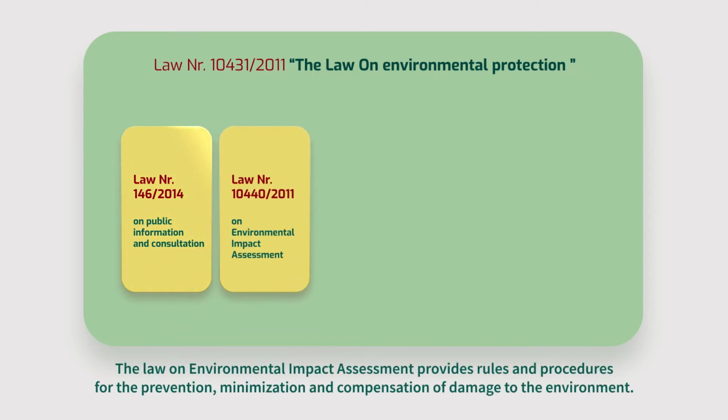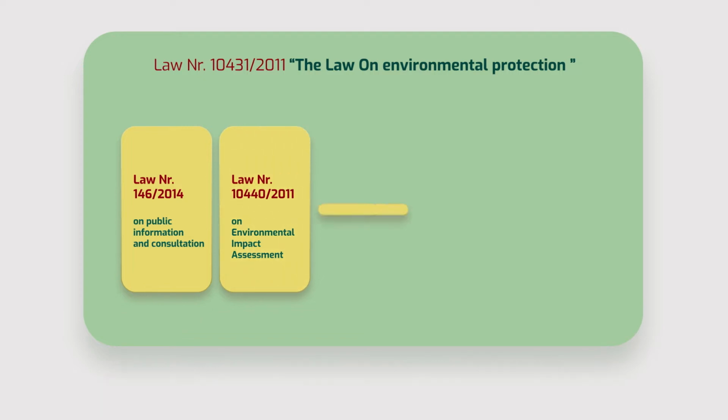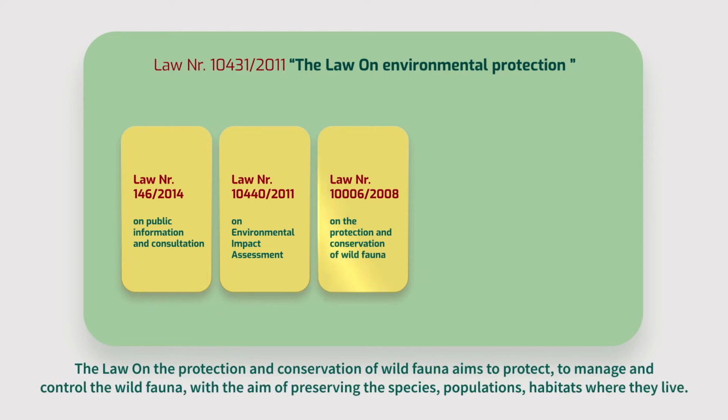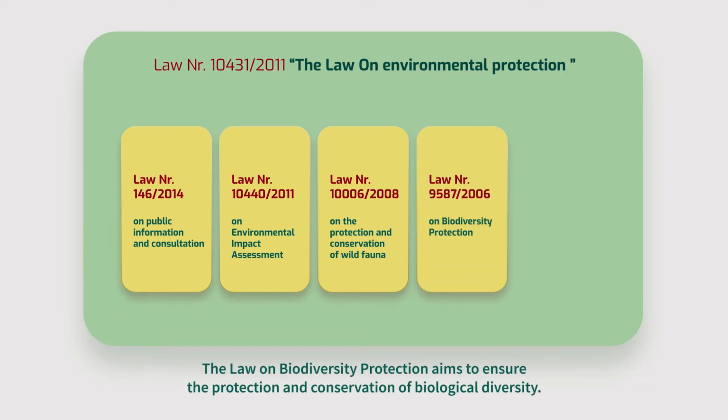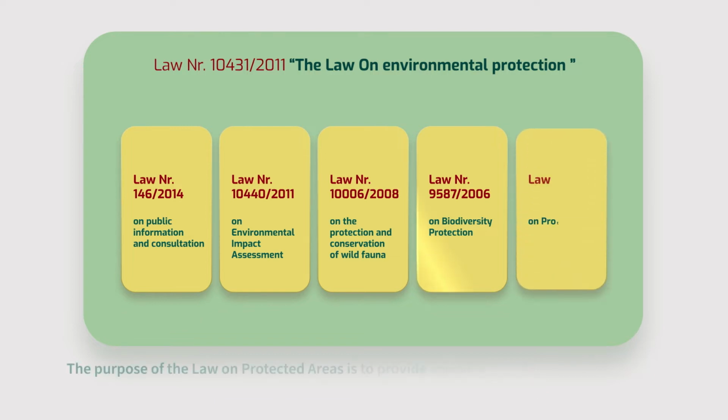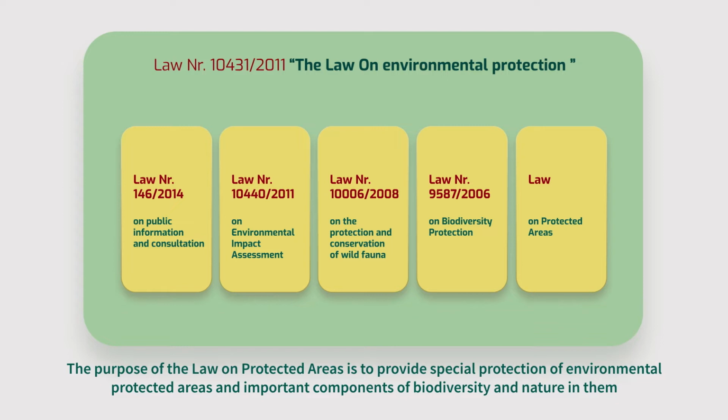The law on environmental impact assessment provides rules and procedures for the prevention, minimization, and compensation of damage to the environment. The law on the protection and conservation of wild fauna aims to protect, manage and control the wild fauna with the aim of preserving the species, populations, and habitats where they live. The law on biodiversity protection aims to ensure the protection and conservation of biological diversity. The purpose of the law on protected areas is to provide special protection of environmental protected areas and important components of biodiversity and nature in them.